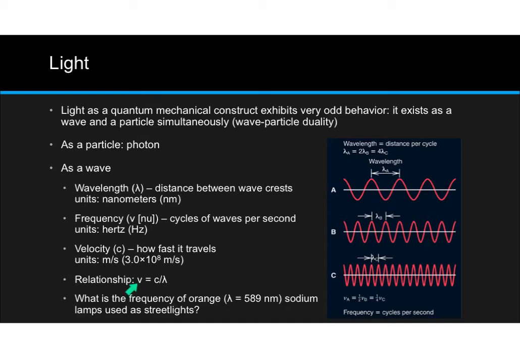The relationship between these three quantities is that the frequency, nu, is equal to the speed of light, c, divided by the wavelength of light, lambda. We determined the frequency of orange light, 589 nanometers for sodium in street lamps, last Friday. We calculated that this wavelength was equivalent to 5.09 times 10 to the 14 hertz when we applied this equation to the quantity 589 nanometers, or 5.89 times 10 to the minus 7 meters.